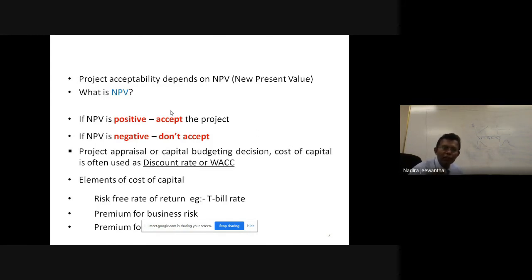If the NPV is positive, now you know what NPV is: net present value. If the net present value is positive, you accept the project, go ahead with the project. If the NPV is negative, you don't accept the project. NPV, have we calculated before? Of course, we have calculated before. Where?